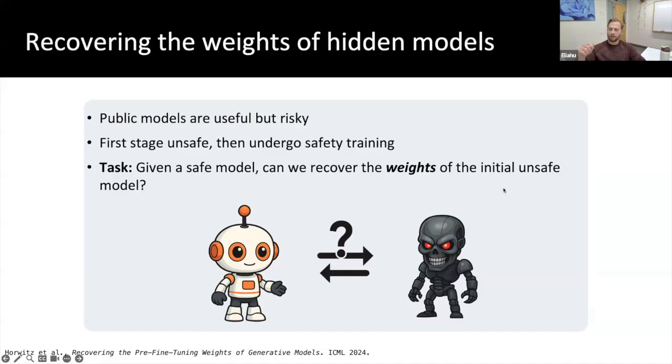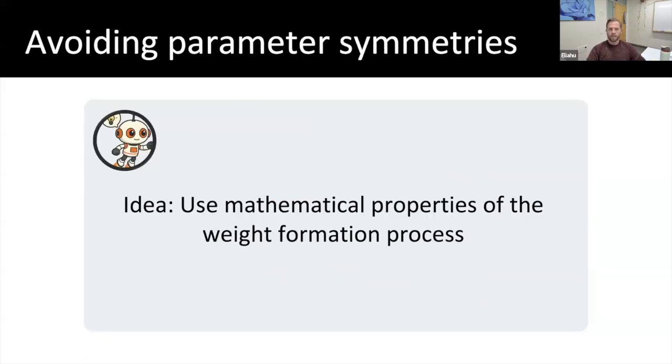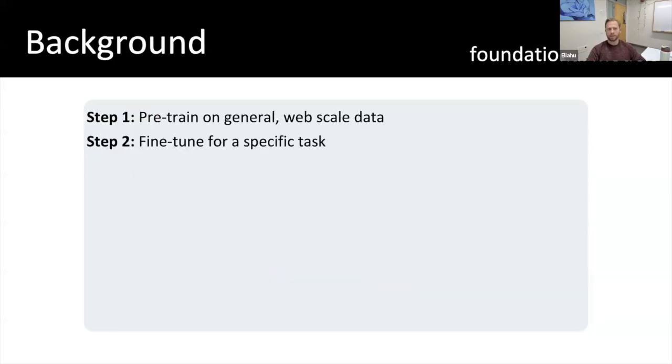This is what current methods do. They further fine-tune on a specific dataset, and then they show the undo alignment. But what we want is to recover the actual original model. And our trick, our hack, is to think about the mathematical properties and the weight formation process of these models. And in some cases, we're actually able to revert it almost perfectly.